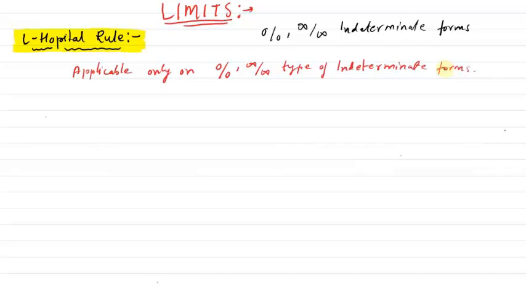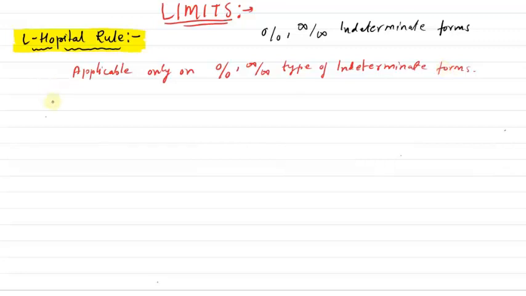But yes, whenever you get 0 into infinite form or infinite minus infinite form, what we can do is we can convert them into either 0 by 0 or infinite by infinite forms. We will do some questions based on that also, where we will be having 0 into infinite form, we'll convert it into 0 by 0 or infinite by infinite, and then we'll apply the LH rule. So let's see what the rule says.